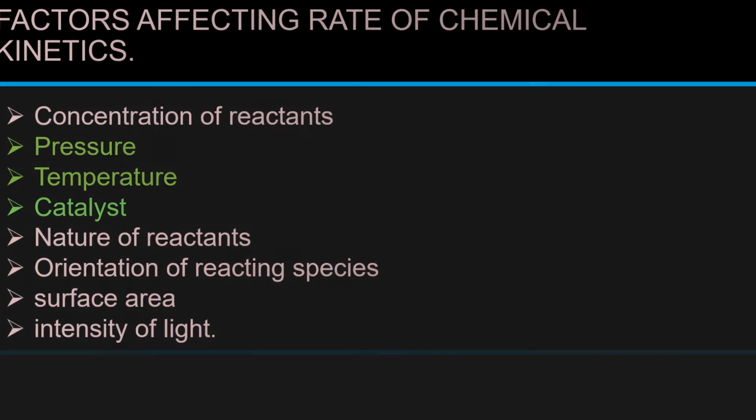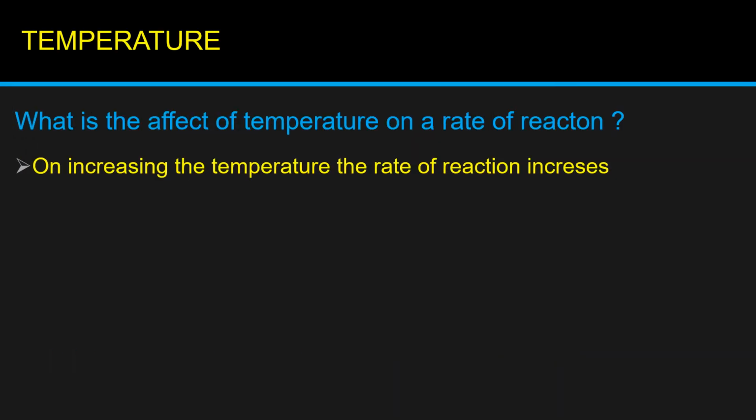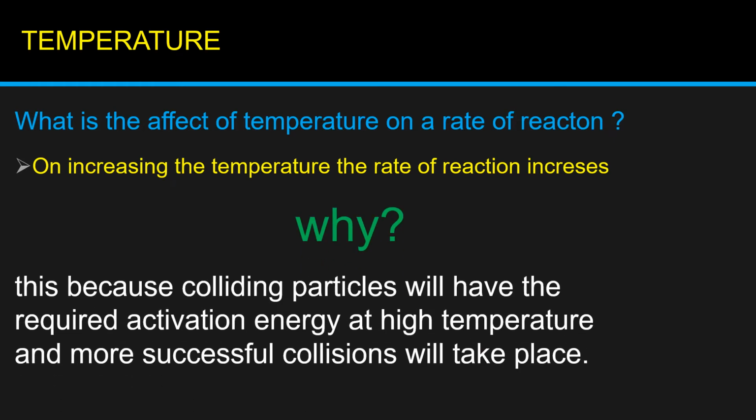So first, let us begin with the temperature. What is the effect of temperature on the rate of reaction? On increasing the temperature, the rate of reaction also increases. So the question is why? This is because the colliding particles will have the required activation energy at high temperature and more successful collisions will take place. So when we increase the temperature, the rate of reaction also increases.